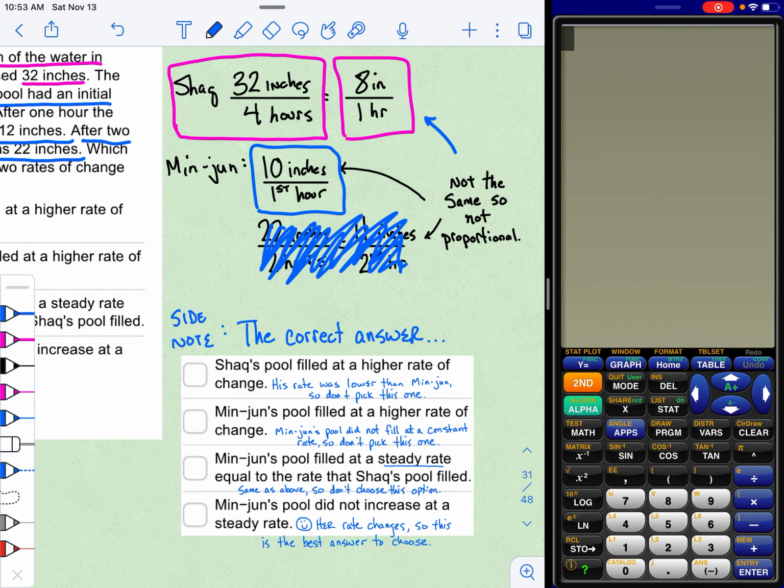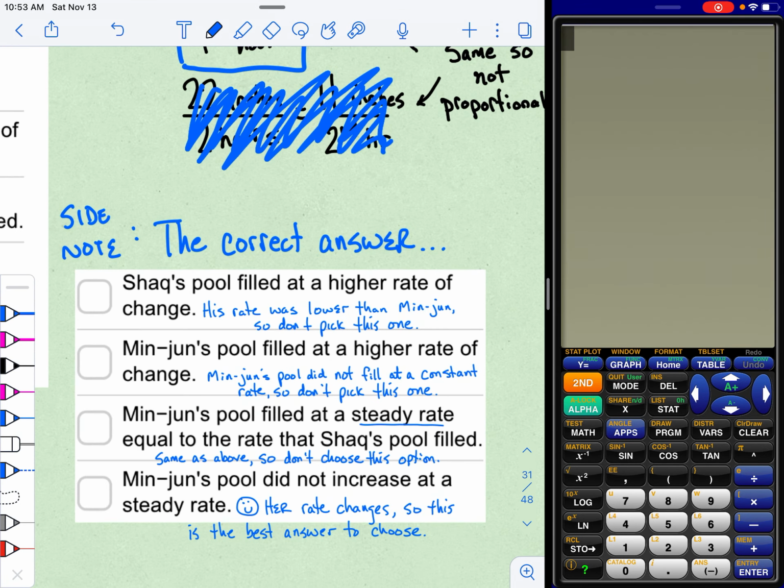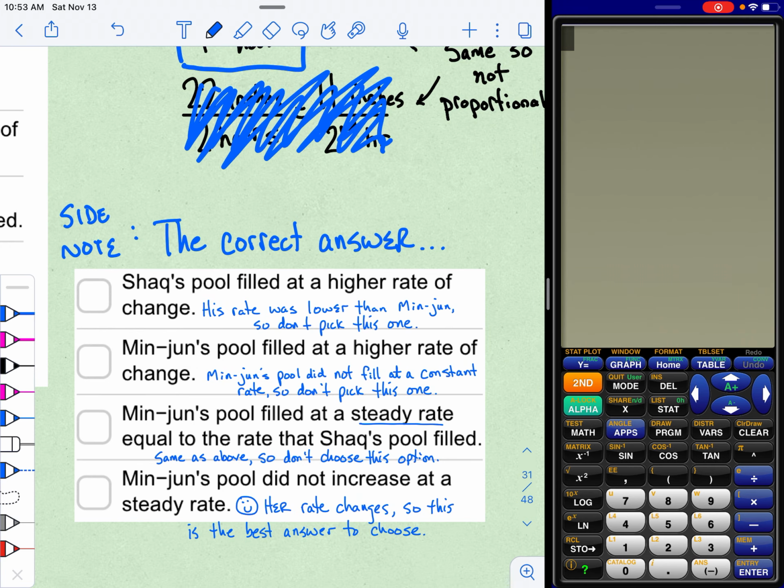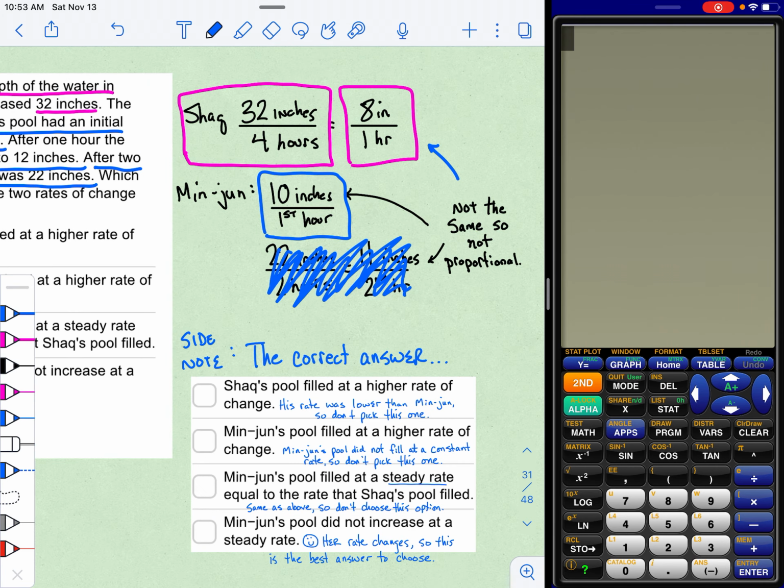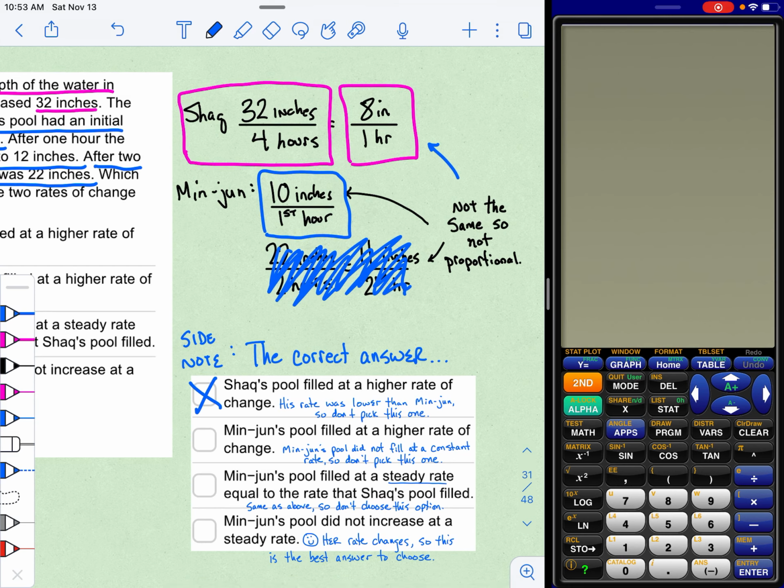Well, here's what we know. They're not proportional because they're not the same, so let's see what we can find. Shaq's pool filled at a higher rate of change, while Shaq filled at 8 compared to Minjun, which is 10, so that is not correct. Minjun's pool filled at a higher rate of change. I think we are going to select this one all of a sudden, which means I'm going to get rid of this because that was incorrect.